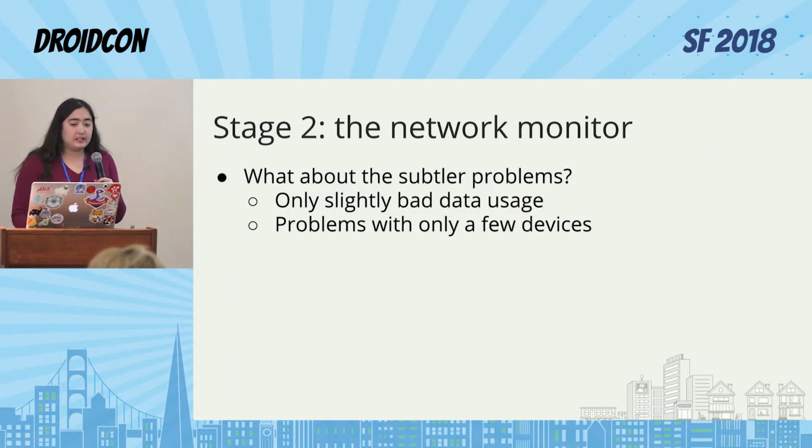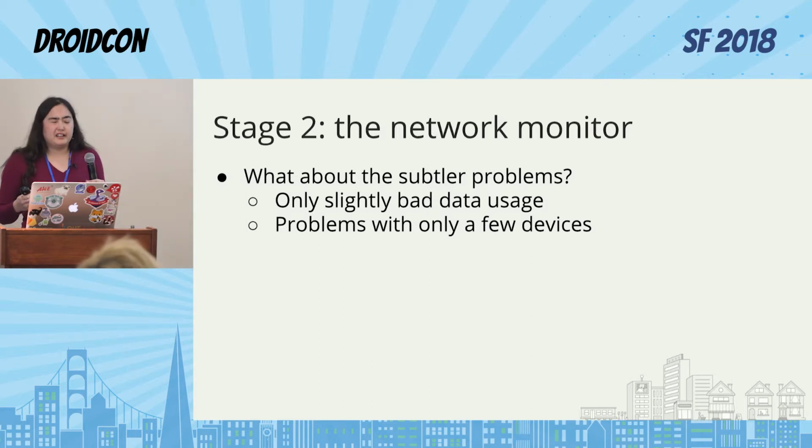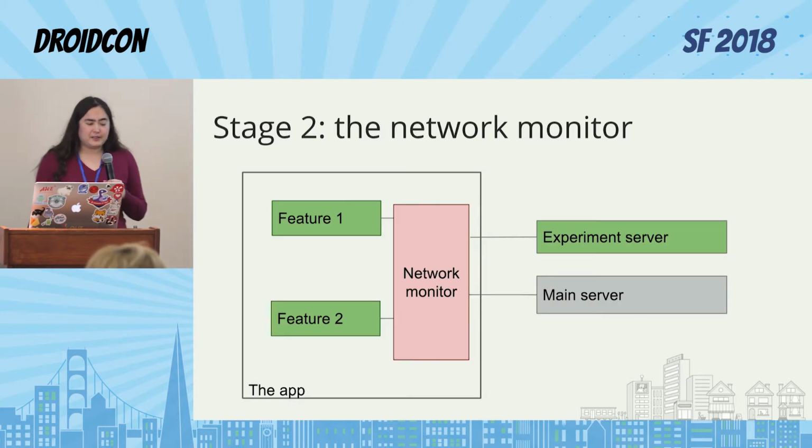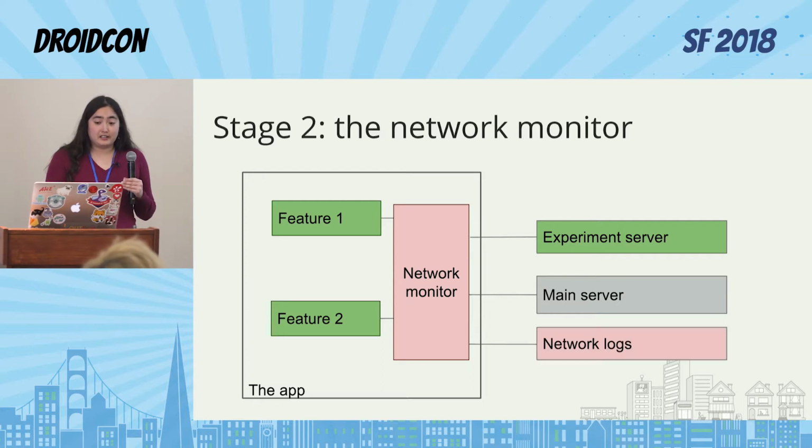So yeah, this is to deal with the subtler problems, like maybe the amount of data that you're sending is gradually creeping up and you don't know that, or you have a few devices that aren't behaving well. So basically, the idea is you get the network monitor to start sending logs to a log server.